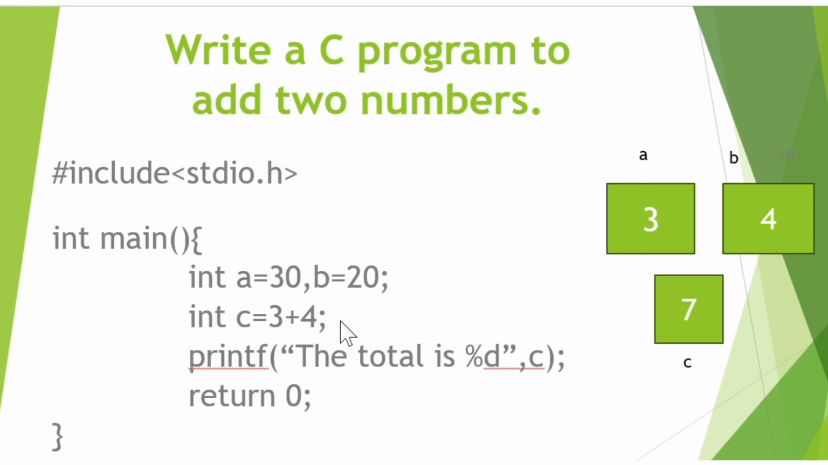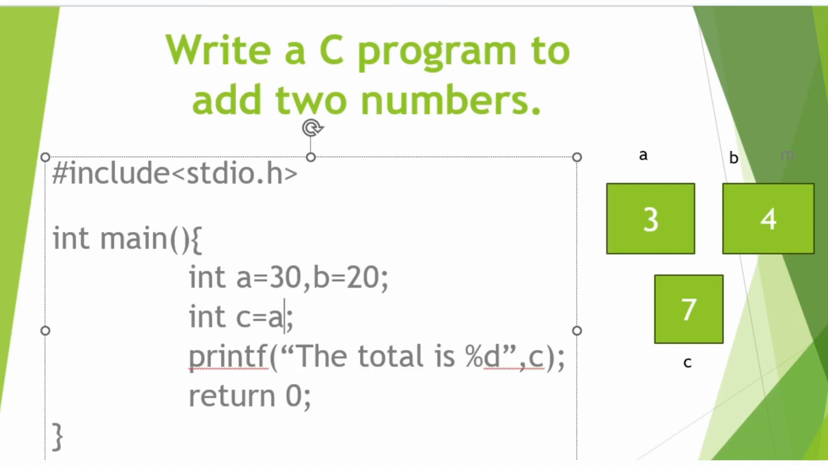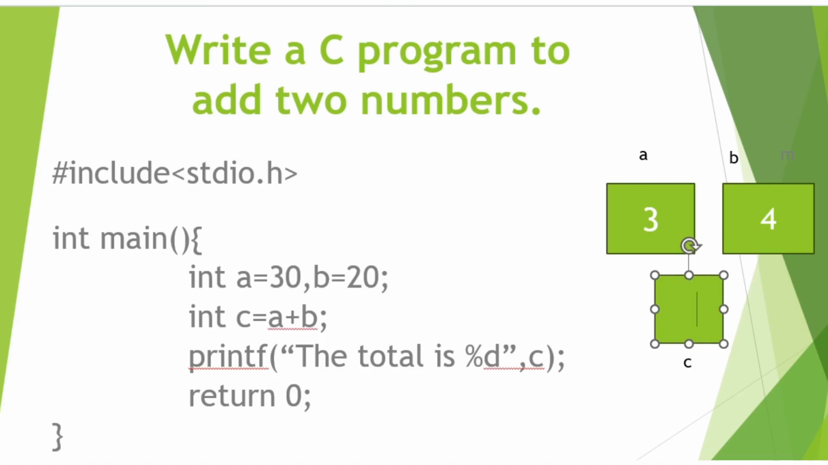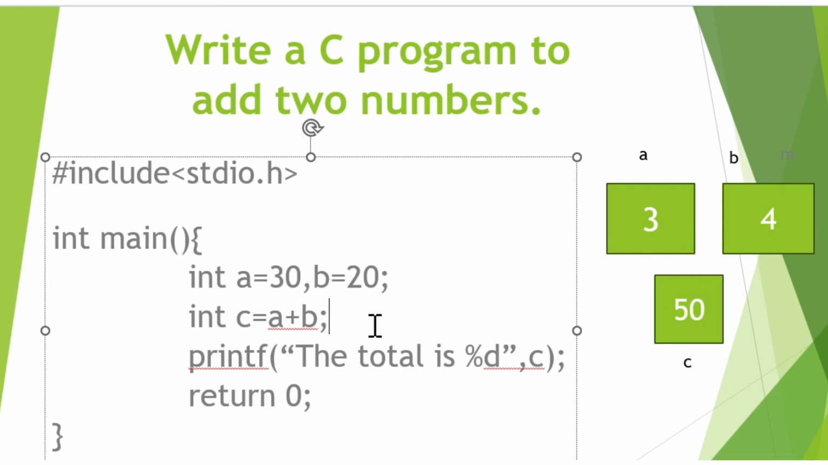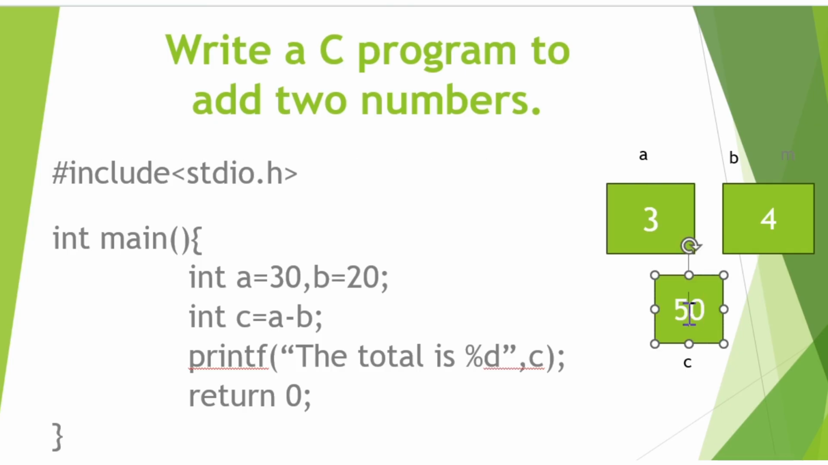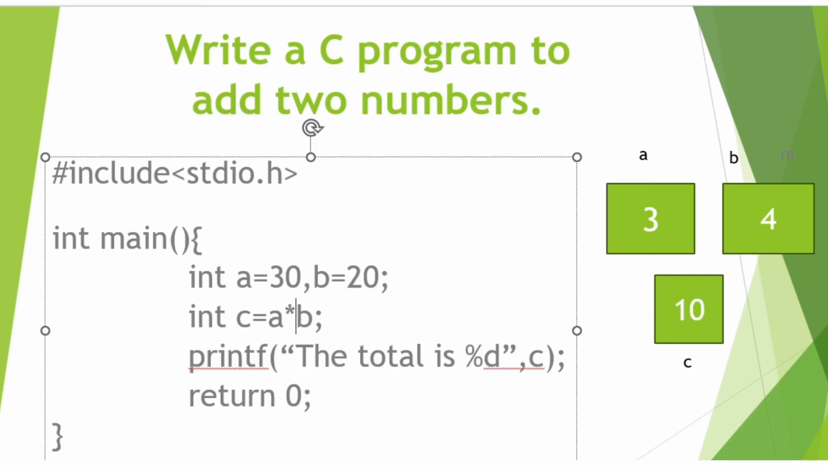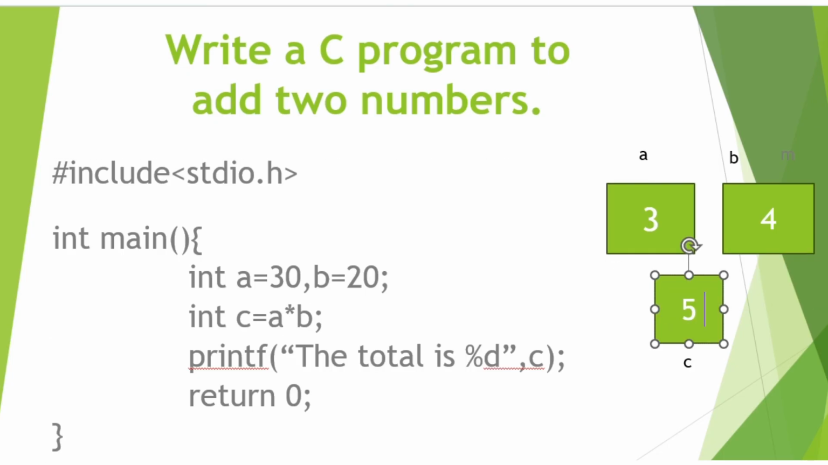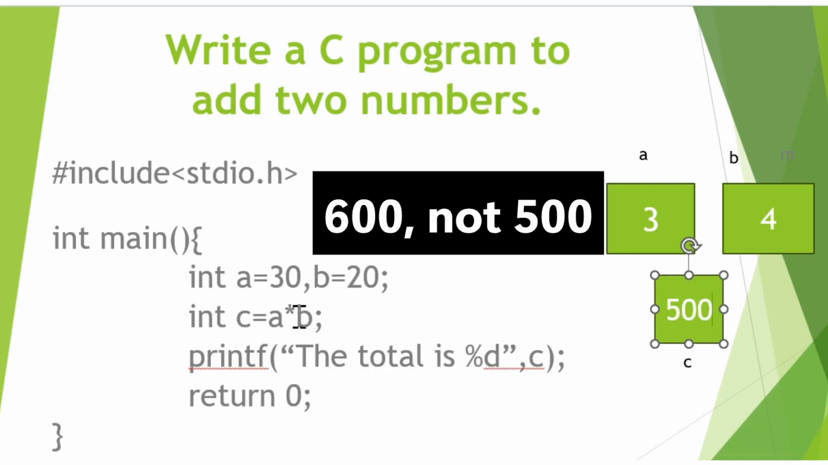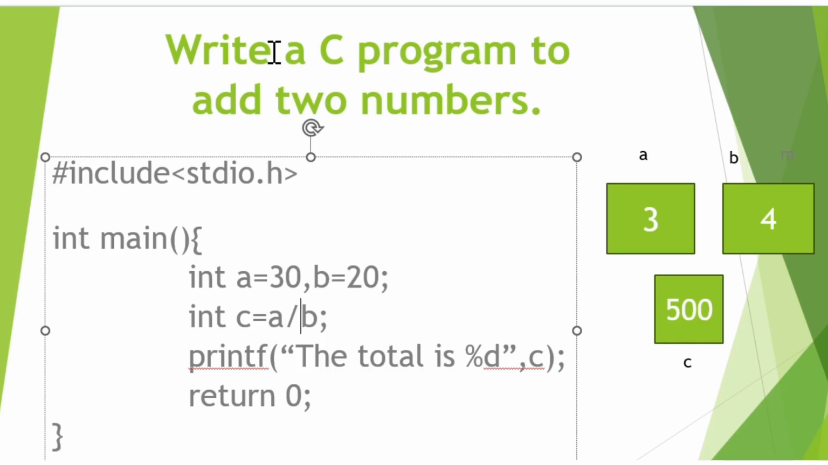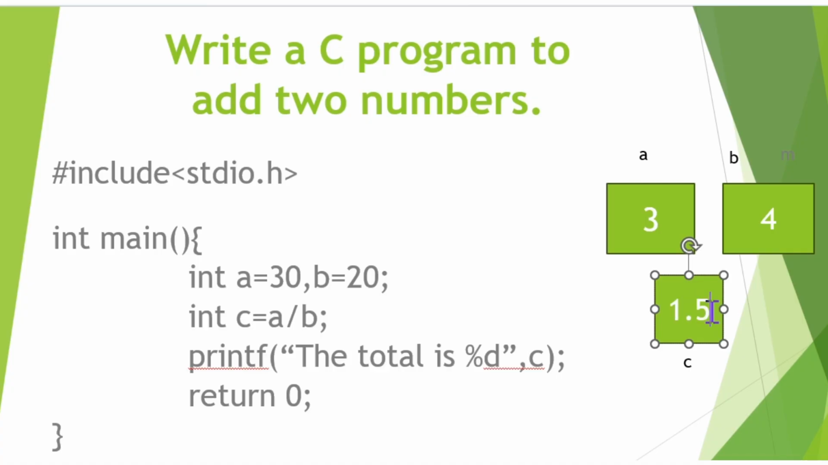So now we will see how it will store these values. First we said that c equal to a plus b. So a plus b, 30 plus 20 is 50. So the value of c was 50. Then we said c equal to a minus b. When it's c equal to a minus b, c's value will change and it will be 10. Then we said a into b, then c's value will change to 500. Then we said a divided by b, we will get c's value as 1.5. So these values can change.